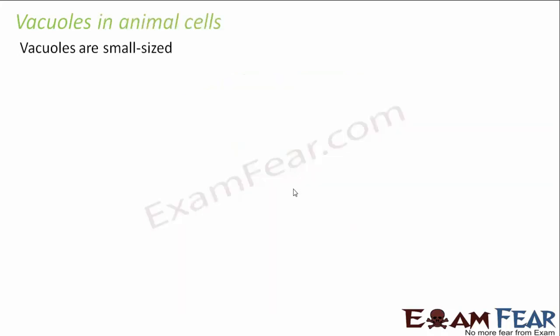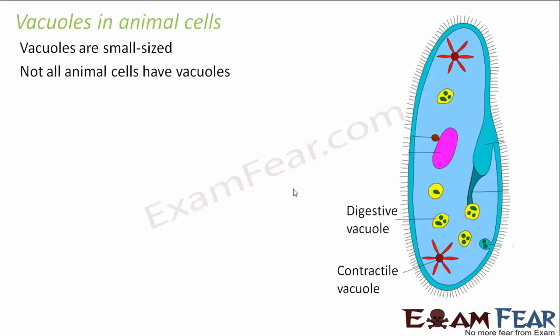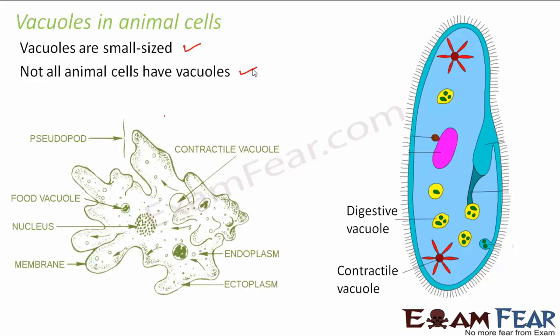So let us have a look at the vacuoles in animal cells. Vacuoles are small in animal cells when compared to plant cells. Not all animal cells have vacuoles. There are very few animal cells which actually have vacuoles. Some of the examples are amoeba. The first example which I have displayed here is amoeba. In amoeba you have this vacuole, the food vacuole. Similarly, you have another vacuole, that is the contractile vacuole. So you can have multiple vacuoles, more than one vacuole, but the size of each vacuole is small. The food vacuole will help in intake of food material. Similarly, the contractile vacuole will help in contraction.